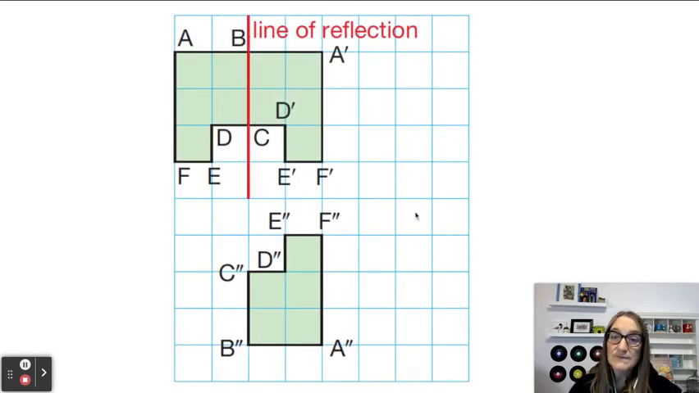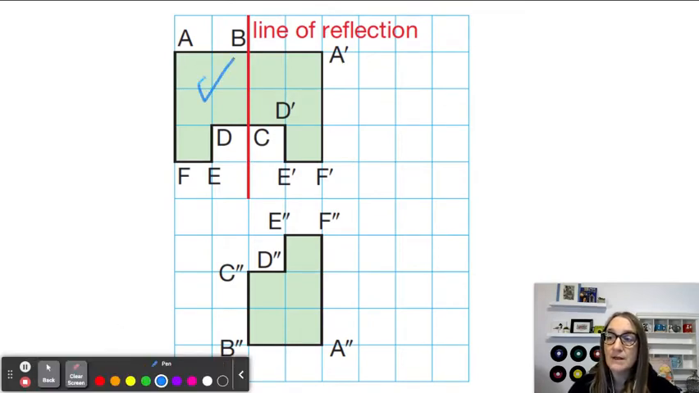So what we want to do to identify the reflections is to make a reflection of our original shape so that line segment AF in the reflection is in the same grid line as A double prime, F double prime. Now we could have done that with line segment BC if we wanted to, but to make things a little easier, we're just going to go with AF because it's on the far left-hand side.